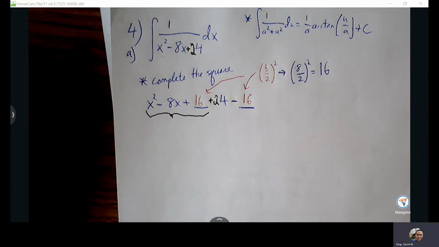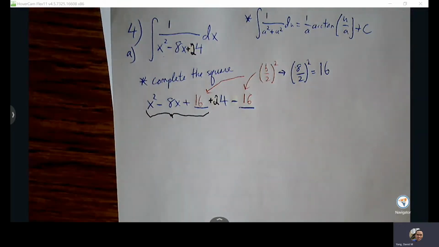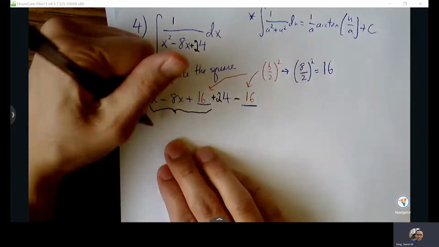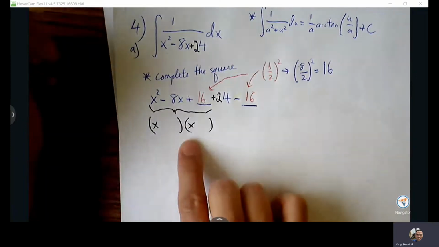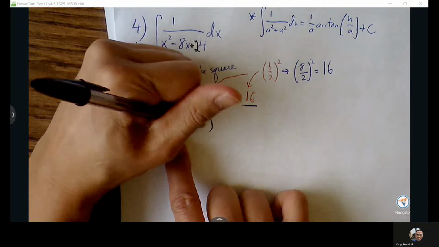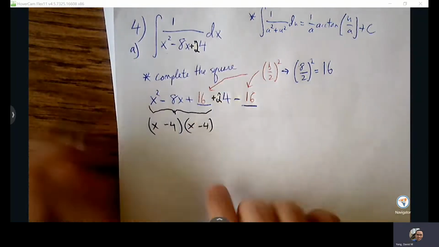-4. Yeah, -4 and -4, right? So we should always be looking for duplicates. That's the whole purpose: this should factor nicely so that we get duplicates. So -4 and -4, right? Multiplies to be 16, adds to be -8.